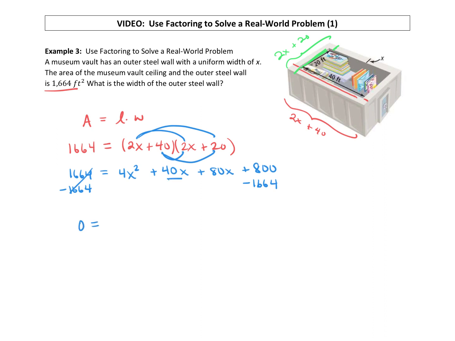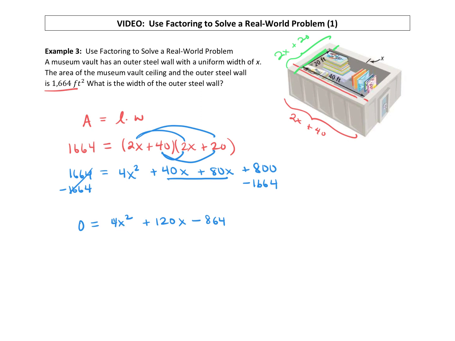Now, you may have noticed we have like terms that we can combine. I was just waiting to rewrite it one final time and combine those like terms right now. So 4x squared, 40x plus 80x is 120x. And then 800 minus 1,664 is a negative 864. All right, so we have our equation in standard form set equal to 0. Because we have an x squared and an x, we have to change our solving method, and we are working on solving by factoring in this lesson.